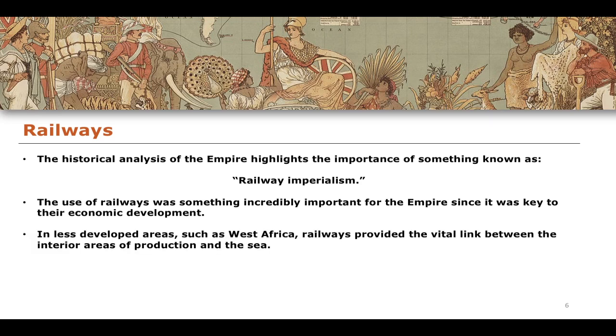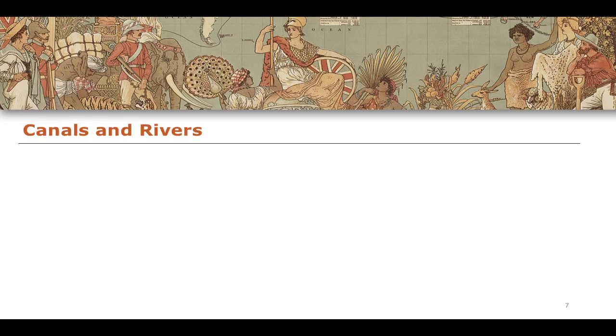Areas such as West Africa essentially saw the development of railways, which provided a vital link between the interior areas of production and the sea, which could then be transported using various different shipping routes to be able to trade with these more interior parts of Africa.